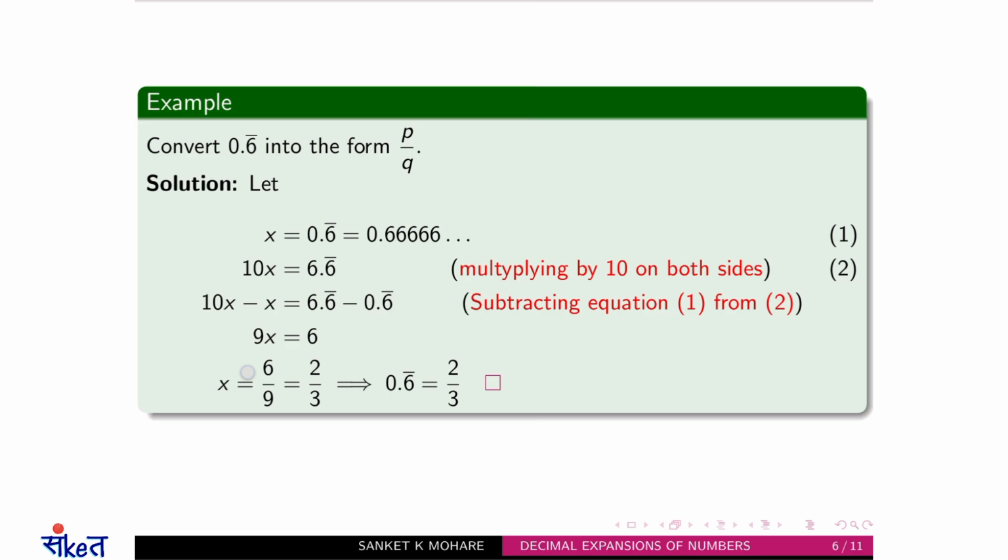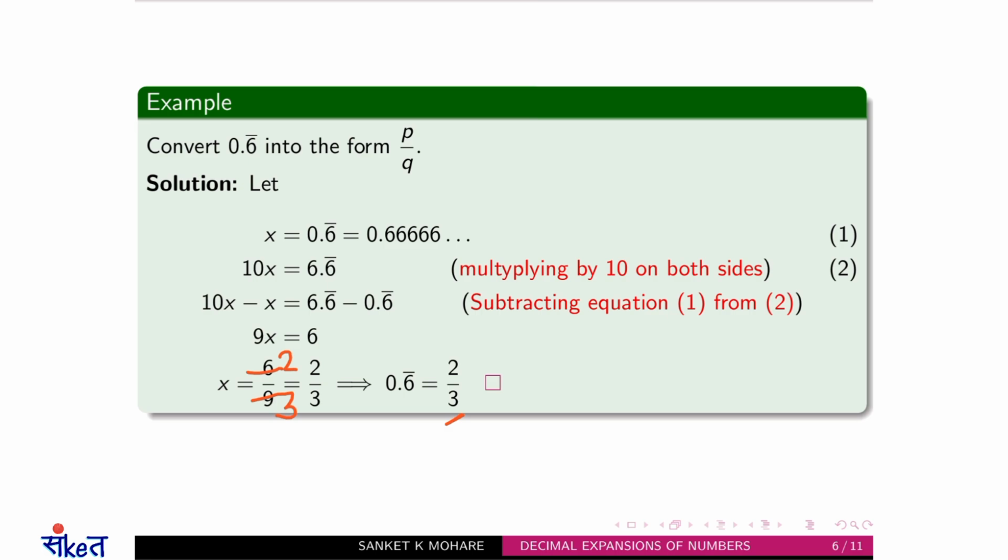Now solving this equation from step 3 for the value of x, dividing on both sides by 9, we get x is equal to 6 by 9. So here 3 2s are 6 and 3 3s are 9. So we obtain 2 by 3. The value of x is equal to 2 by 3. What is the value of x? We assumed 0.6 bar. So 0.6 bar is equal to 2 by 3, which is the required rational number of the form p by q for the decimal expansion 0.6 bar.